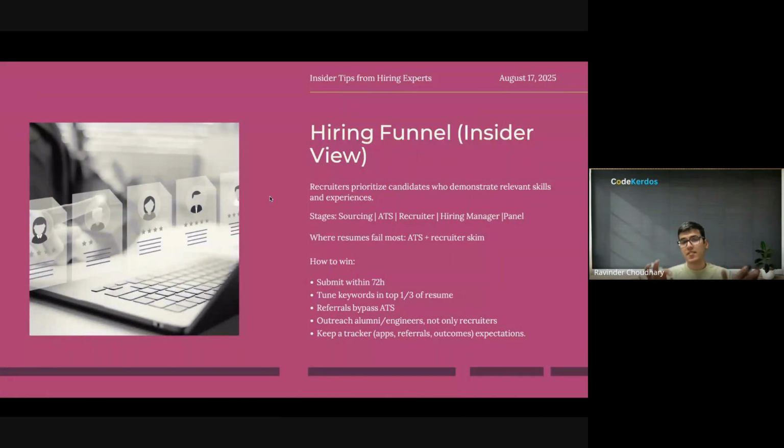So different stages. Now, if you look at it, you can't work on the sourcing part. You can't work on the interview panel or hiring manager part. The major place where people fail is the ATS part. That is what I have also written. Where resumes fail most? At ATS. So this is very, very important to make sure resume passes the ATS so that at least you get a chance where a recruiter, a hiring manager is at least looking at your resume, right?